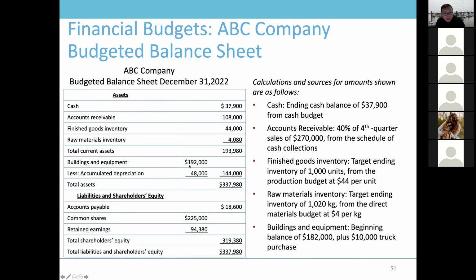And you probably add, okay, 10,000 truck. So in last year, the beginning balance is 122,000. And in the second quarter, you are going to purchase the truck in the amount of 10,000. So together, your cost is 192,000, okay? And the cumulative depreciation is 48,000, okay? So then this is your total asset, right? So where is the accounts payable 18,600 coming from?